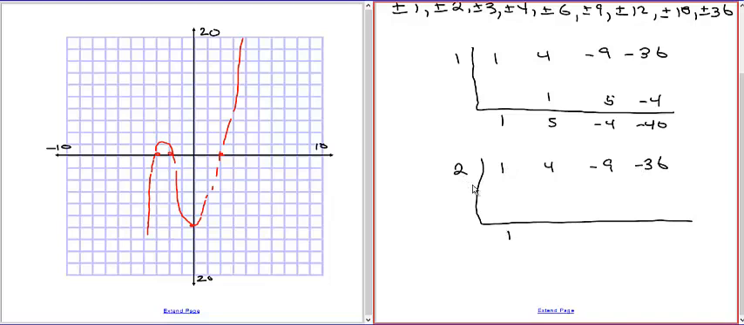Bring the 1 down. 2 times 1 is 2. 4 plus 2 is 6. 2 times 6 is 12. 12 minus 9 is 3. 2 times 3 is 6. So that's negative 30. So we're going the right direction. So let's try 3.